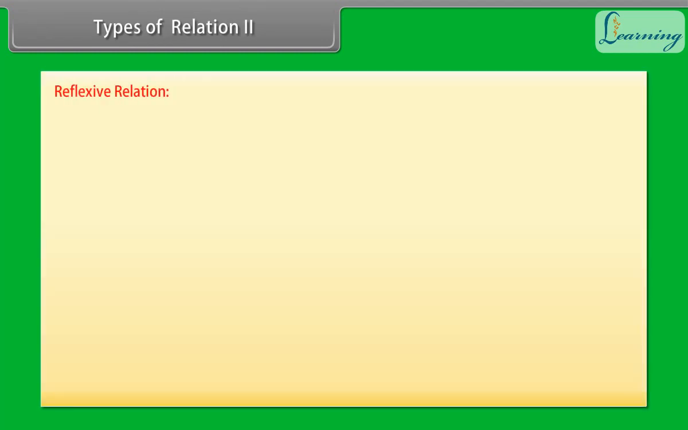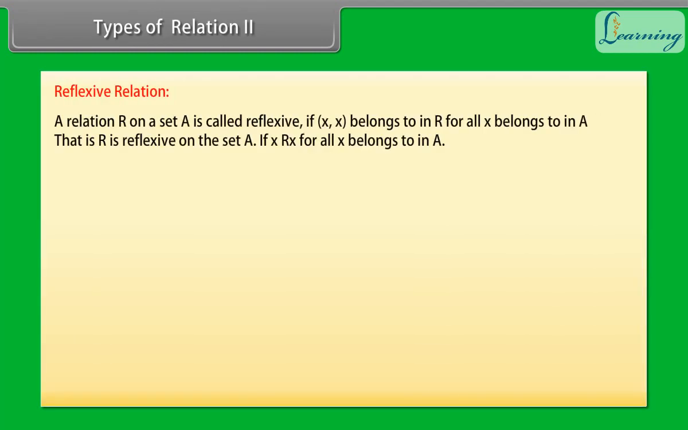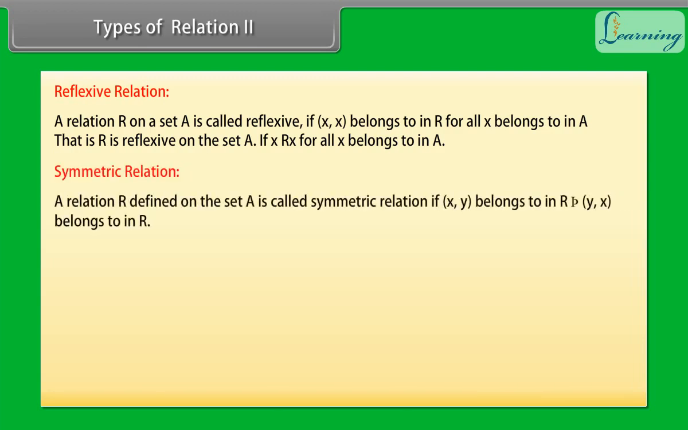Types of relation 2. Reflexive relation. A relation R on a set A is called reflexive if (x, x) belongs to R for all x belongs to A. That is, R is reflexive on the set A if x is related to x under the relation R for all x belongs to A. Symmetric relation. A relation R defined on the set A is called a symmetric relation if (x, y) belongs to R implies that (y, x) belongs to R.